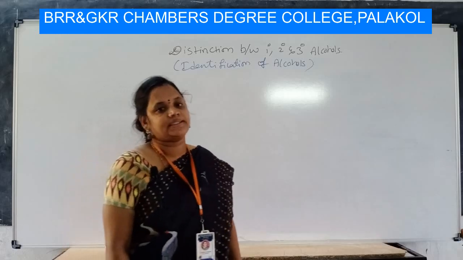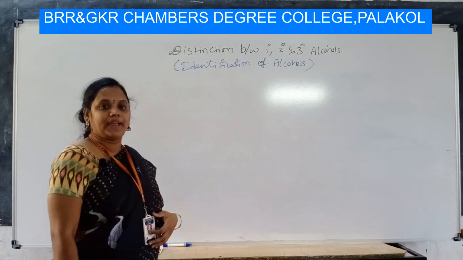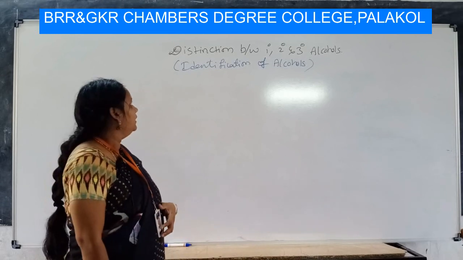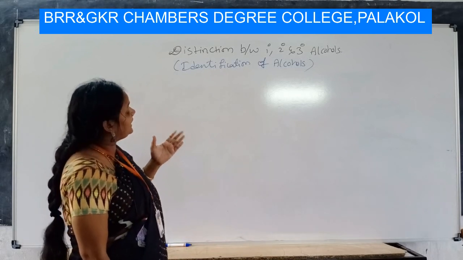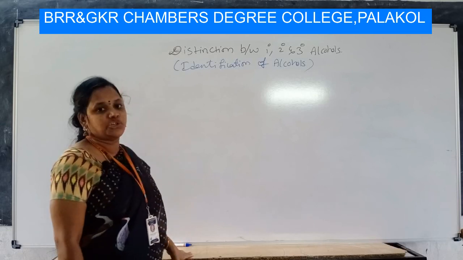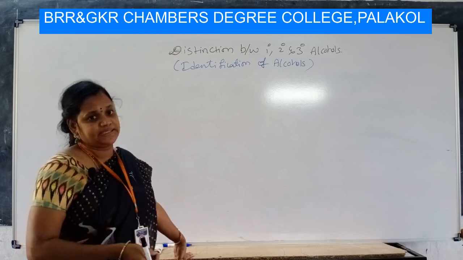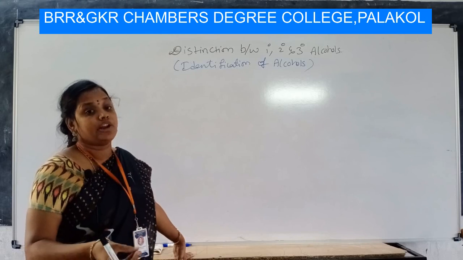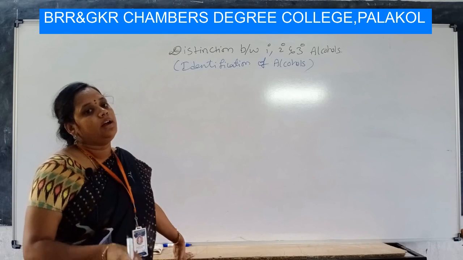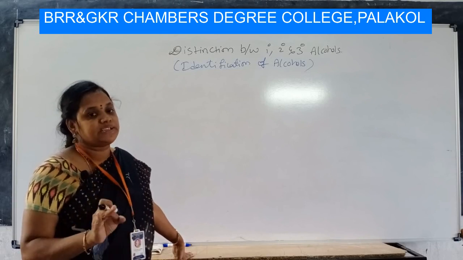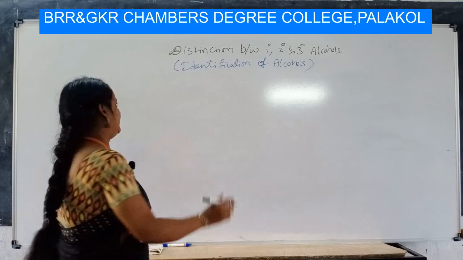The next session, students. In this session, we will discuss the distinction between primary, secondary and tertiary alcohols. This can also be studied under the heading identification of alcohol. If they give you a colorless liquid, by this test we can identify the alcohol and also distinguish whether it is a primary, secondary or tertiary alcohol, and identification and distinction can be done in only one test. Let us discuss the tests.